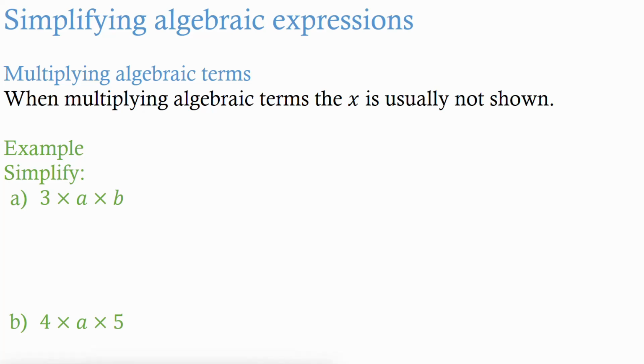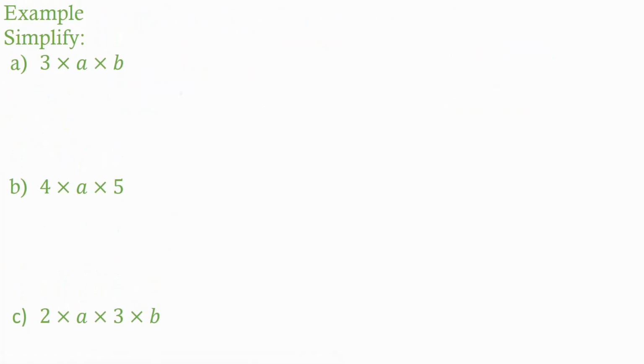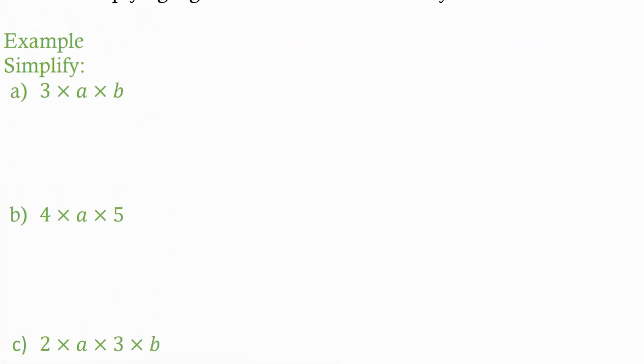In this video, we're covering simplifying algebraic expressions. The first thing we want to focus on is multiplying these terms first. When multiplying algebraic terms, the times symbol is usually not shown. So for example, if we have simplify 3 times a times b, all we really do is remove that times symbol. So what we end up with is 3ab.